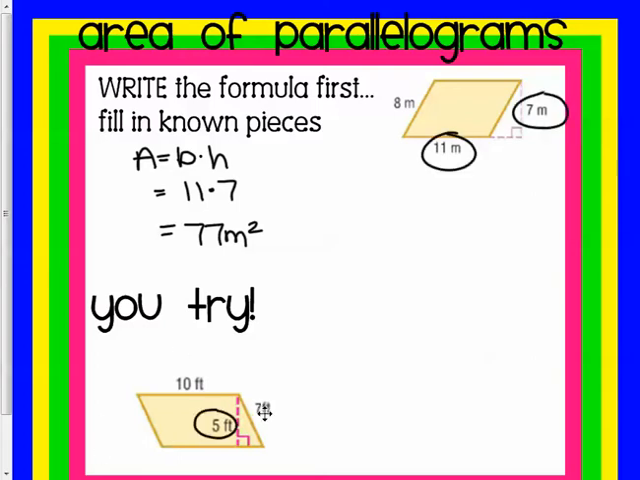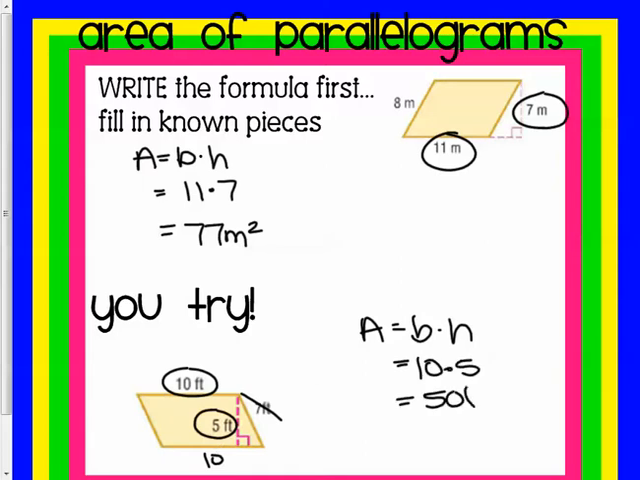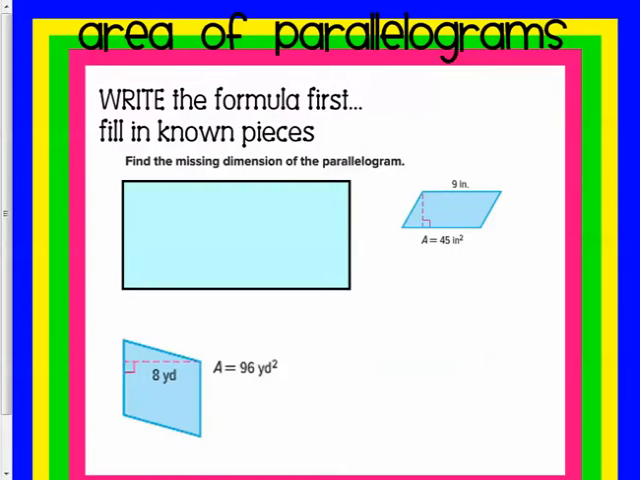Over here, the height is 5, this 7 is unneeded, and this measurement is 10. So area equals the base times the height. In this case, this base is on top, but it's the same as if you were thinking of it on the bottom. So 10 times 5 equals 50, and these are feet squared. Okay, again, go ahead and try these. Find the missing dimensions, though, this time. So I'm going to show you an example.